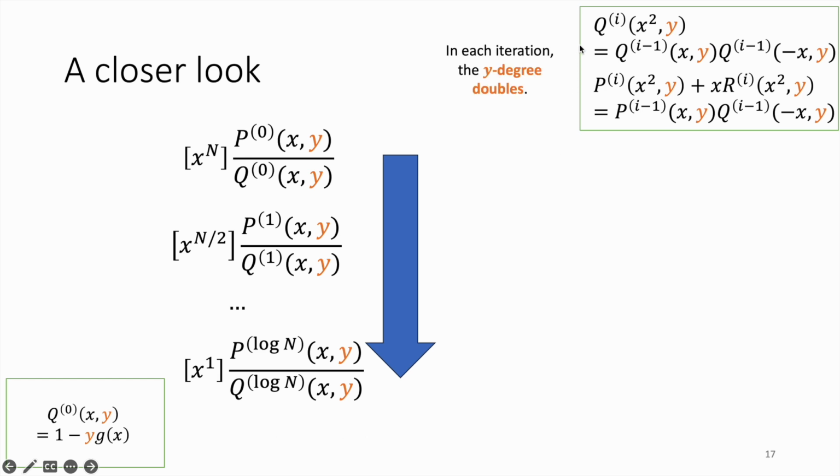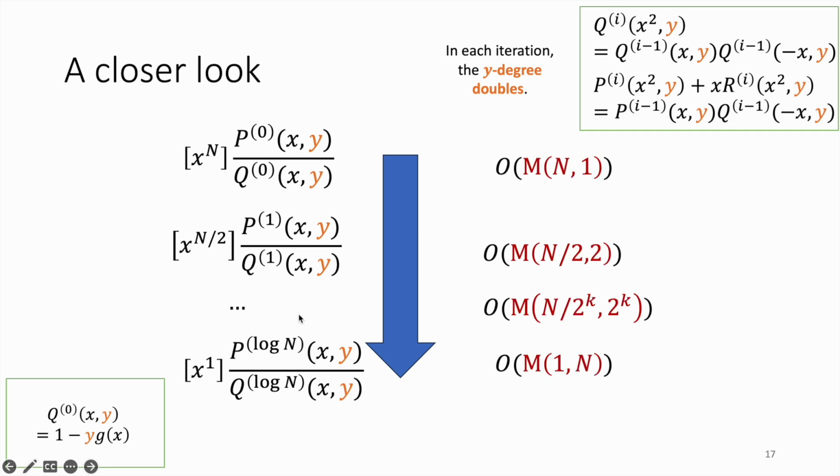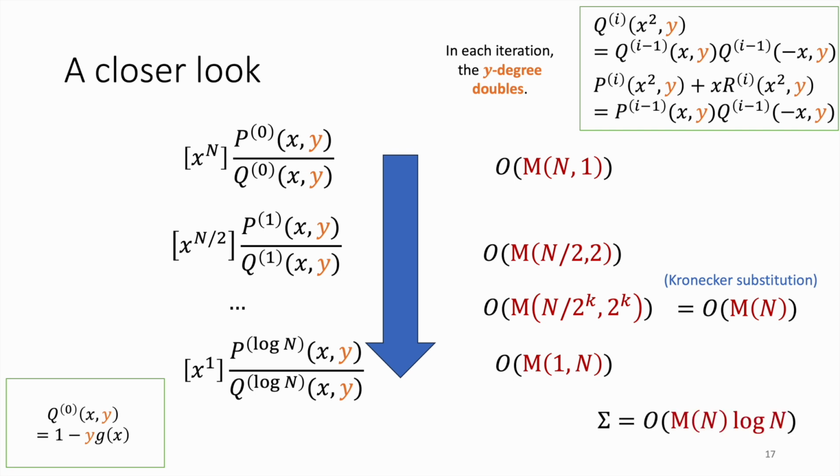And note that in each iteration, this q_i and p_i come from the product of two polynomials, so its y degree just doubles. However, its x degree gets halved. So each time, we pay the time of multiplying two polynomials of x degree n divided by 2^k and y degree 2^k. And there is a basic trick in polynomial arithmetic called Kronecker substitution. We can do this multiplication in O(M(n)) time. And since there are only log n rounds, the total time complexity is just O(M(n) log n).